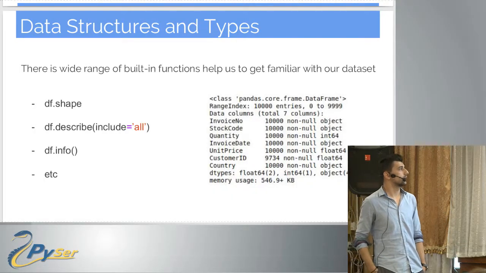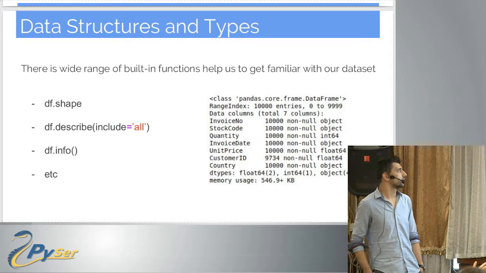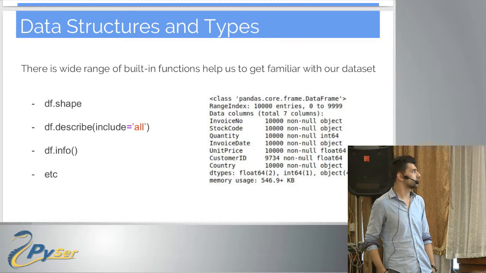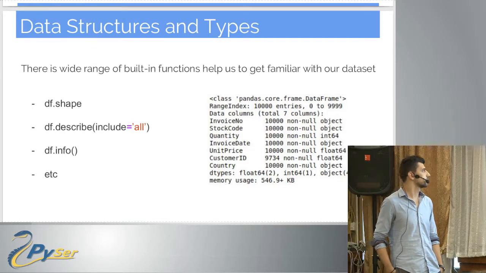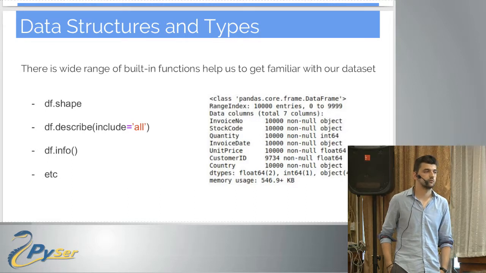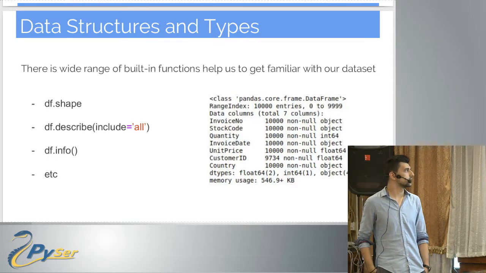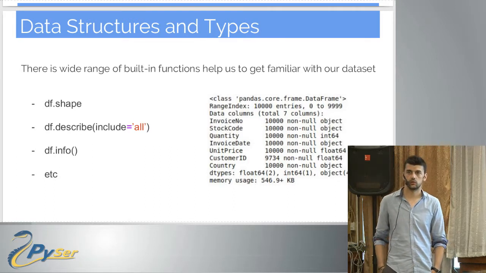These few slides help us to get familiar with datasets. And there is a really wide range of built-in functions for that. For example, dot shape will return us a tuple with two values. The first value is the number of rows, and the second value is the number of columns in that DataFrame. Dot describe is usually used for numerical tables, because it returns maximum, average, sums and percent frequency for each column in that DataFrame.